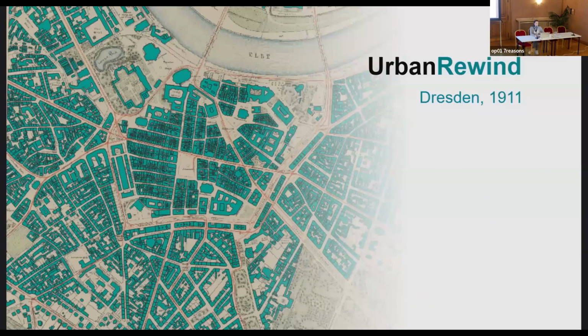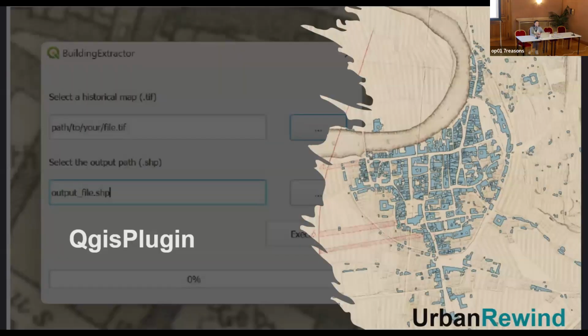And here are some examples on what we are working on within the 5D Culture project. Thanks, Sander, for this map. The Dresden map from 1911. So this will become also a QGIS plugin.